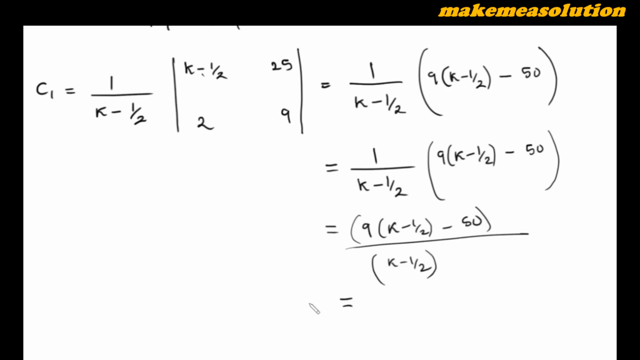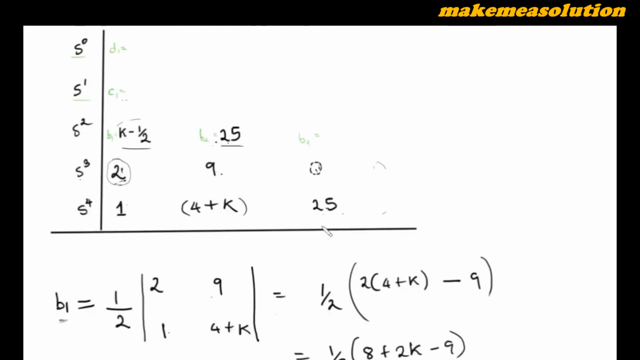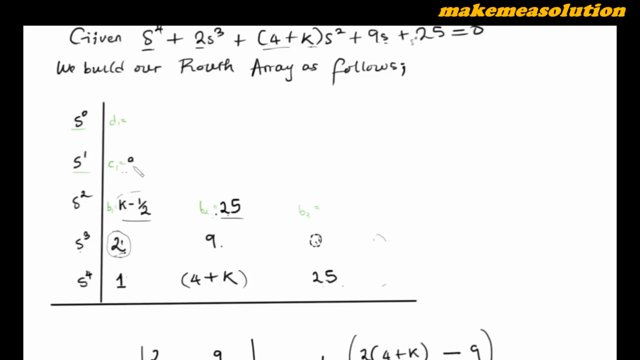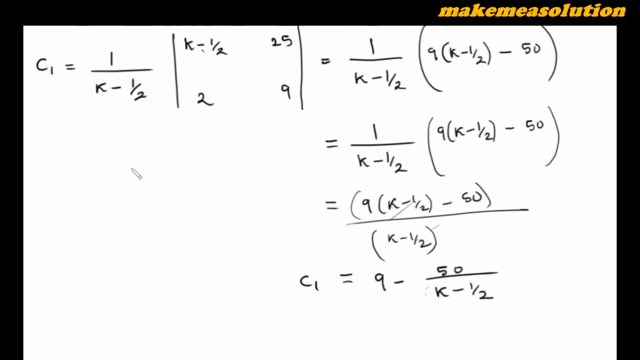So if you solve, you get C1 as, this cancels this, it is still 9 and minus 50 over (K minus 1) over 2. So we can leave our C1 in this form. Is that okay? I hope it is understandable. So I'll leave my C1 as 9 minus 50 divided by (K minus 1) over 2.